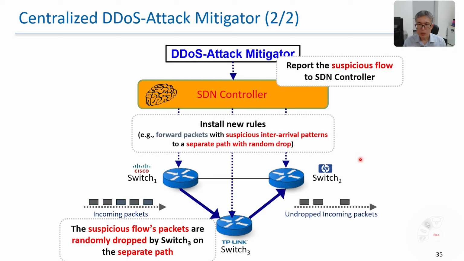Okay, so the mitigator reports the suspicious flow to the SDN controller, and then the SDN controller installs new rules to forward packets with the suspicious inter-arrival time pattern to a separate path, right? So the usual forwarding is this, but it forwards this one. So this suspicious flow's packets are randomly dropped by switch 3 to reduce the impact of the DDoS attack. Okay. So regular packets go to another path.